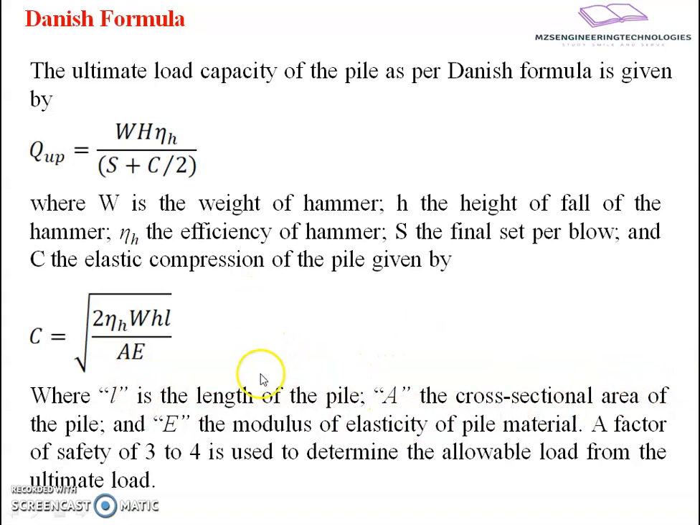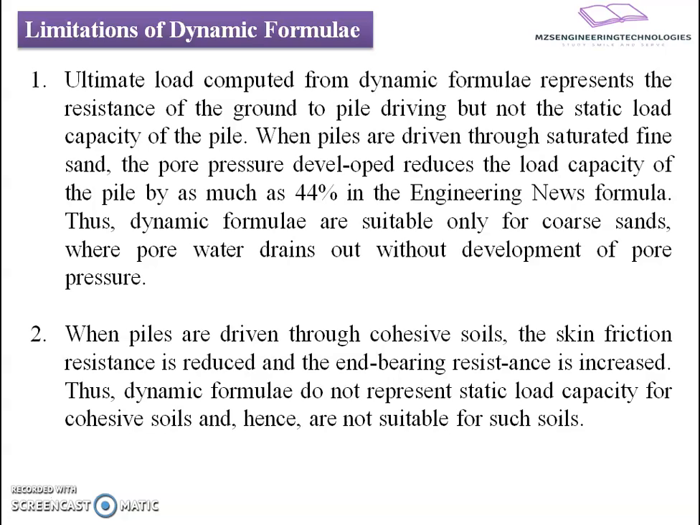In the case of the Danish formula, it is recommended that the factor of safety to be used is within the range of 3 to 4, while if we see Hiley's formula, the recommended factor of safety is 2, and for the Engineering News Record formula, the factor of safety recommended was 6. Now let us talk about the limitations of dynamic formulation.